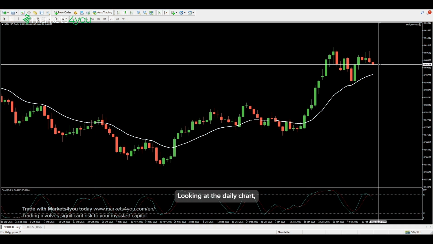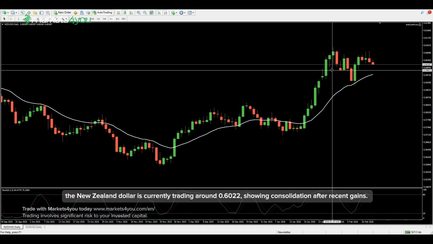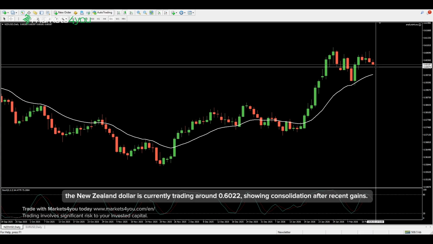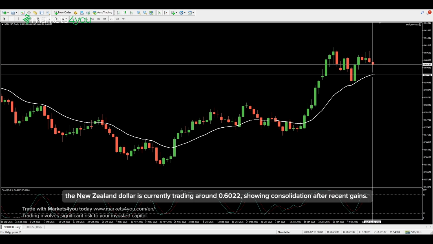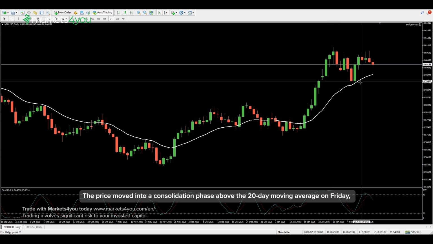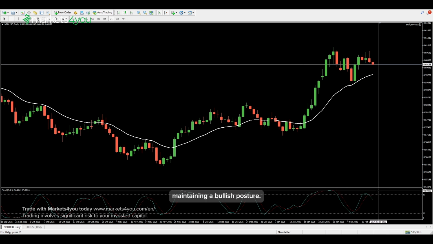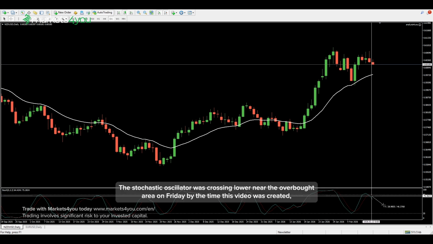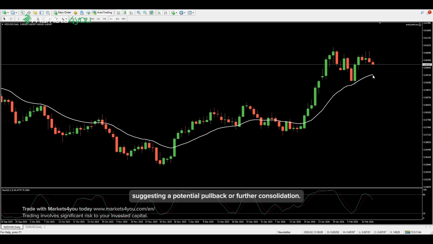Looking at the daily chart, the New Zealand dollar is currently trading around 0.6022, showing consolidation after recent gains. The price moved into a consolidation phase above the 20-day moving average on Friday, maintaining a bullish posture. The stochastic oscillator was crossing lower near the overbought area on Friday by the time this video was created, suggesting a potential pullback or further consolidation.